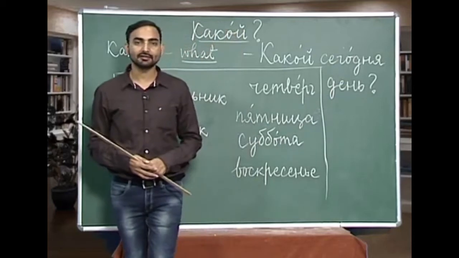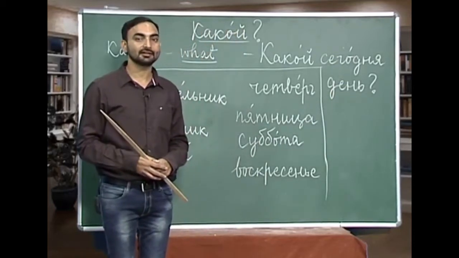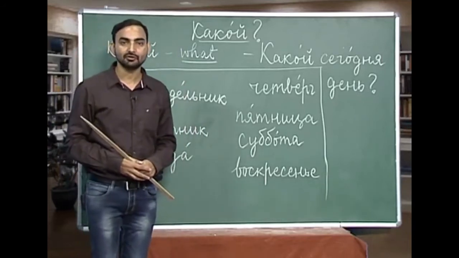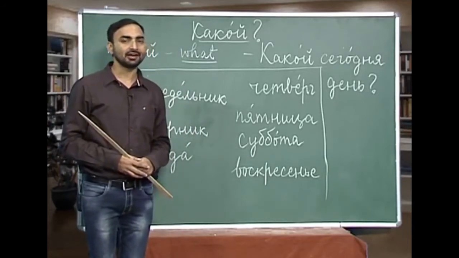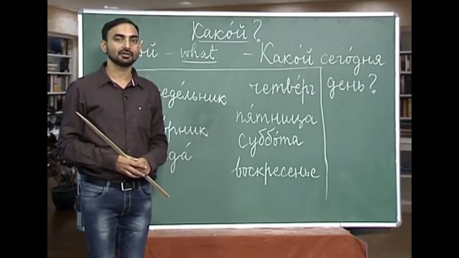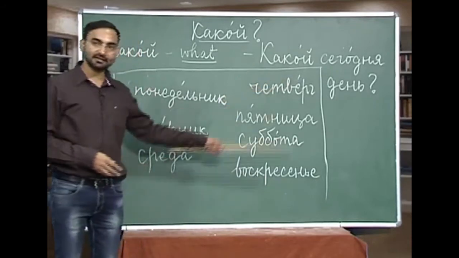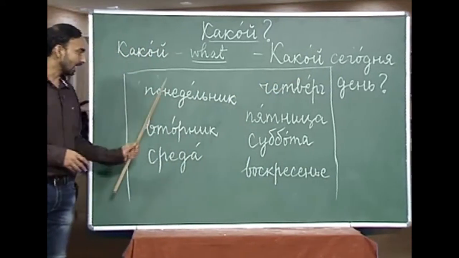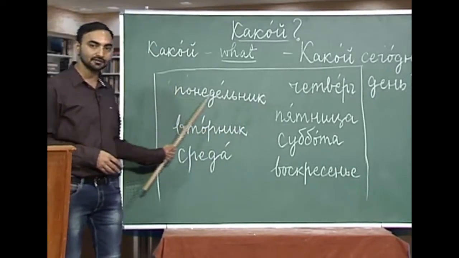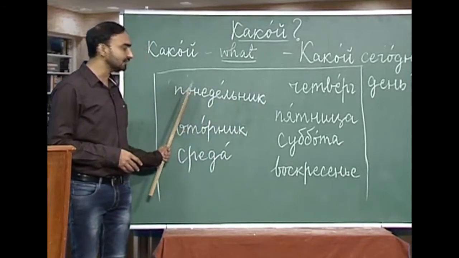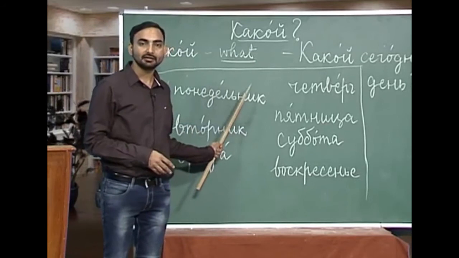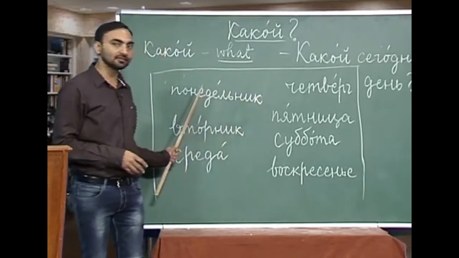And how do you answer this question? We answer this question using the weekdays. So, you can say today is Monday, today is Tuesday, today is Wednesday, and how do we say the names of weekdays in Russian? So, let me tell you the weekdays first. I have written here the first weekday. How will you pronounce this word? P, O, N, ye, D, ye, L, soft sign, N, E, K, and stress is on ye.